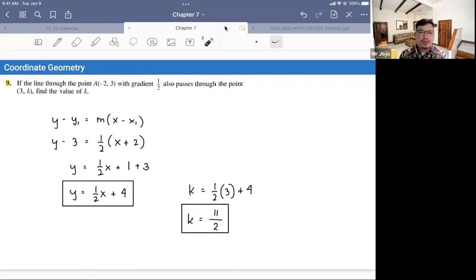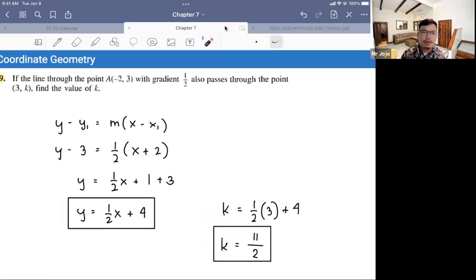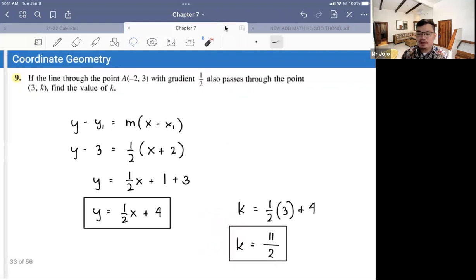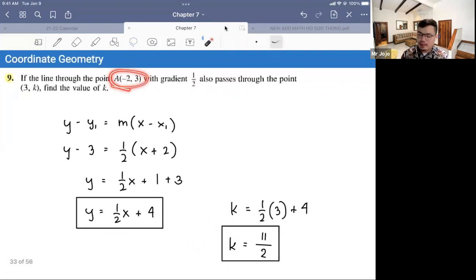How did I get 11 over 2? First, let me read the question. If the line through the point A, negative 2, 3, with gradient 1 half, also passes through the point 3k, find the value of k. So first, you need to find the equation of the line using this formula: y minus y sub 1 equals m times x minus x sub 1. So m is 1 half from here, and then x sub 1 and y sub 1 are negative 2 and 3. That's how I got this.